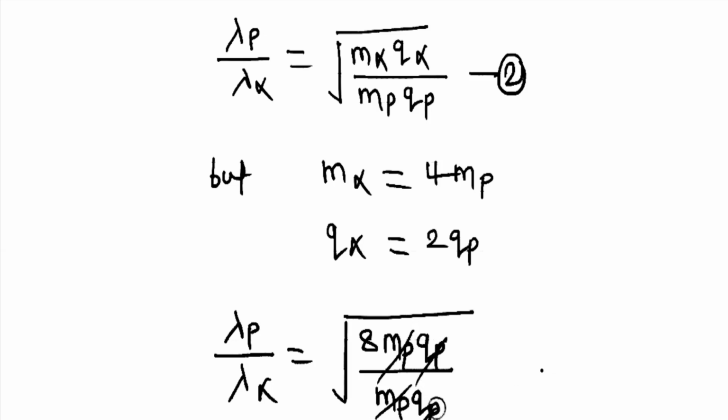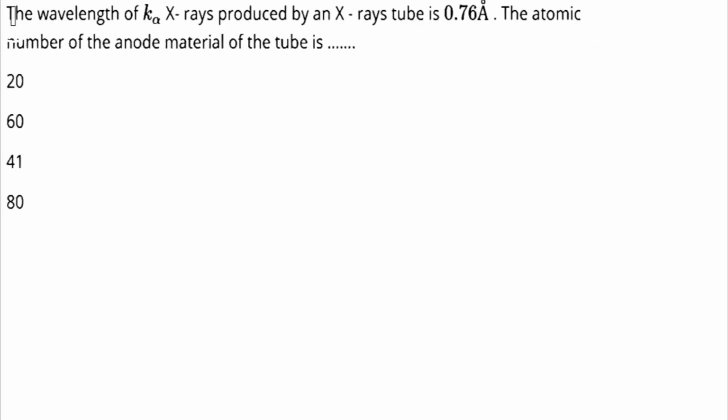Now the same terms will get cancelled, therefore the ratio will be equal to root of 8, which is approximately equal to 3. I hope this has answered your question.